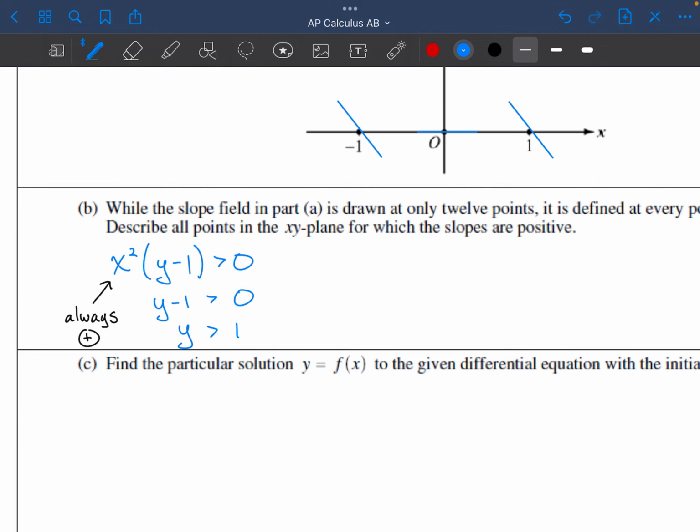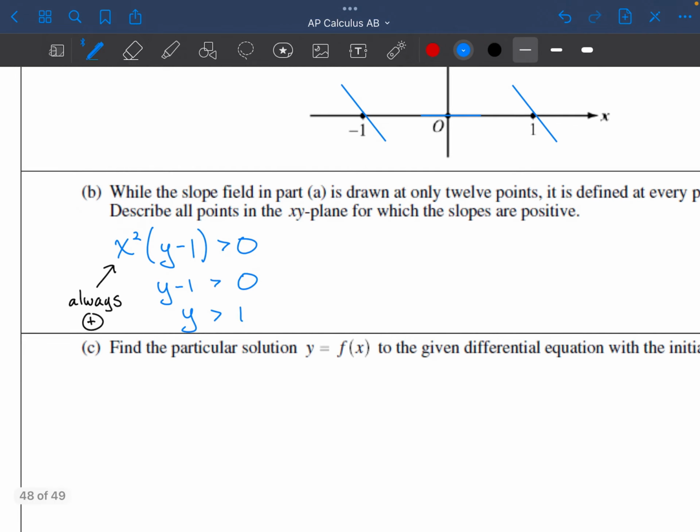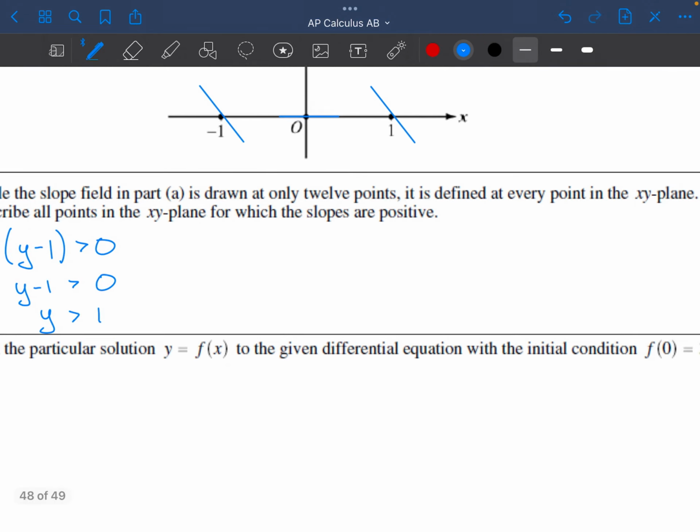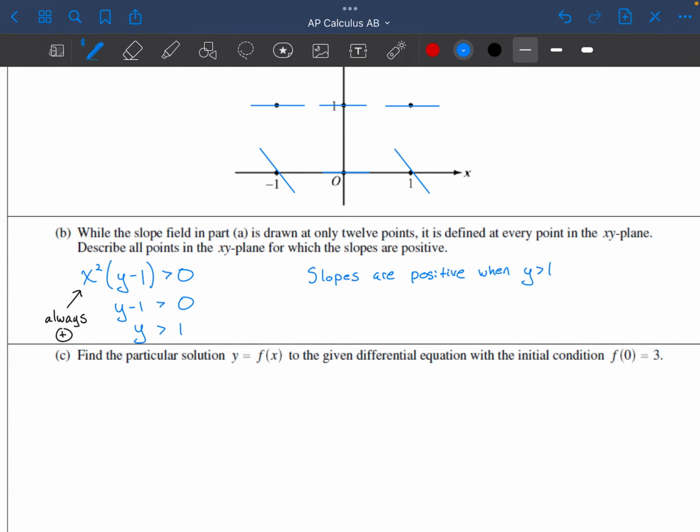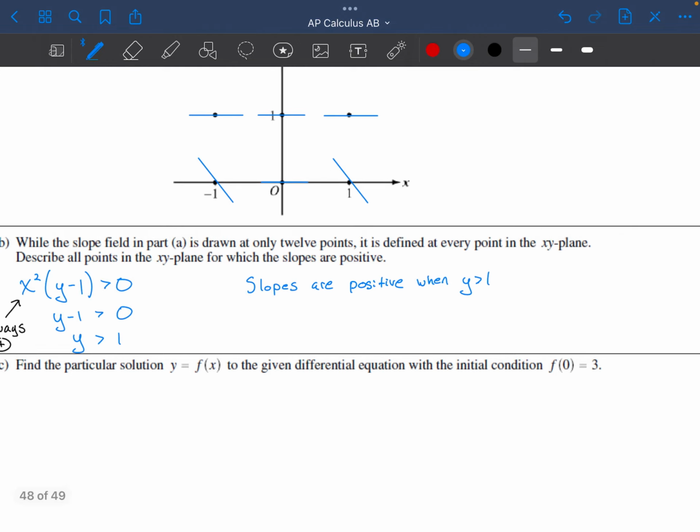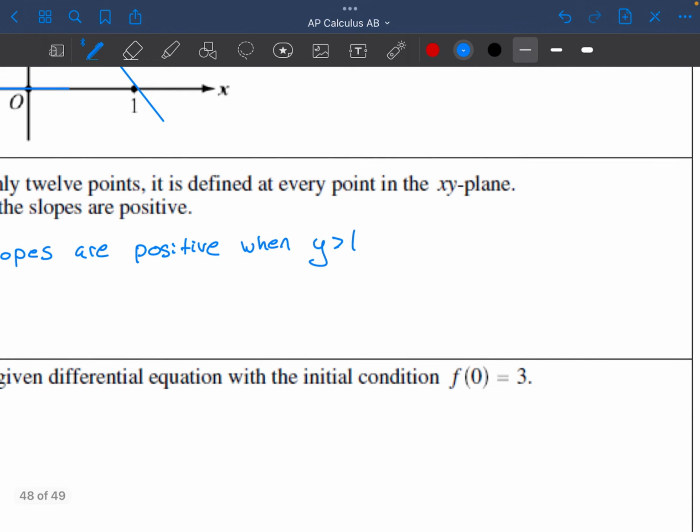Y has to be greater than 1. So I'll write out in words what I want to say. Slopes are positive when y is greater than 1, but you also have to be careful, because what if x was 0? If x is 0, then everything is 0, and the slopes are neither positive nor negative. So you have to say slopes are positive when y is greater than 1, and x cannot be 0.